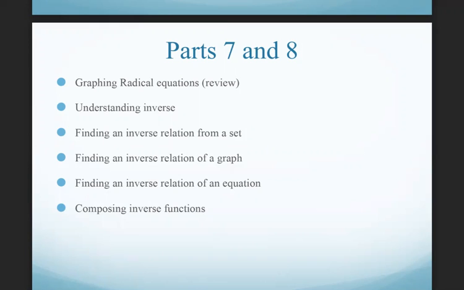Okay, so our focus today, we're going to look briefly at transformations, graphing radical equations, and then we're going to look at inverses, understanding what it means to be an inverse, finding an inverse in 3 different ways: from a set of points, from a graph, and from an equation. And then we're going to look at function composition of inverses. Remember, we did function composition a couple of classes ago.